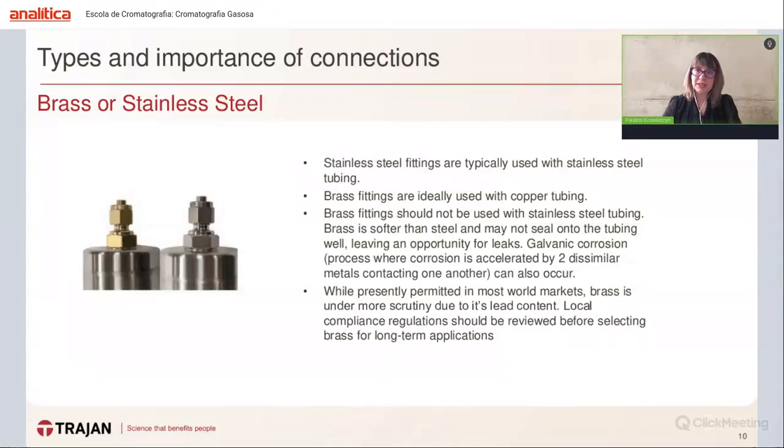So if we do have our gas lines made of the stainless steel tubing, we should be using the stainless steel fittings, not brass. And that's because the brass is softer than steel, and we may observe galvanic corrosion when we do have the brass fittings of the filter installed on the stainless steel gas line.